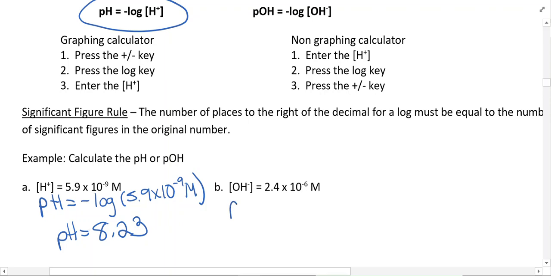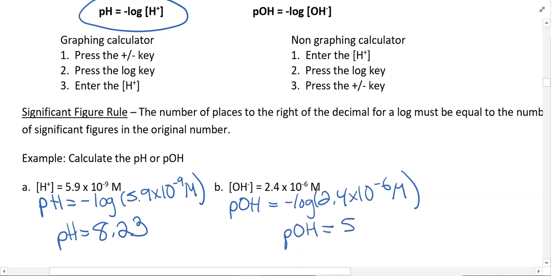The next one is pOH. It's the same idea, negative log of 2.4 times 10 to the negative 6th molarity. We're going to plug that in, and we're going to get pOH is equal to 5.62. You want to make sure you're being careful with your hydrogens and your hydroxides. You don't want to mix those up.